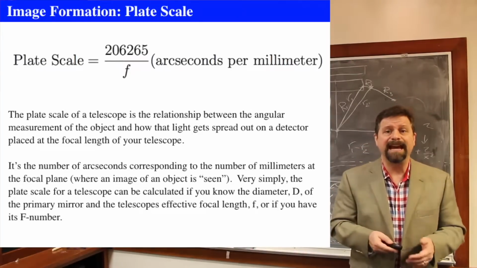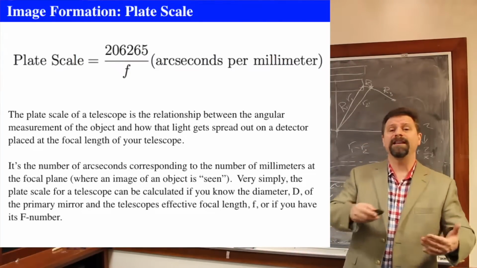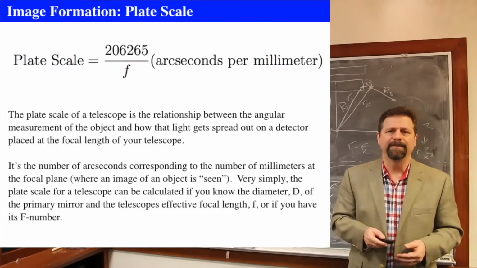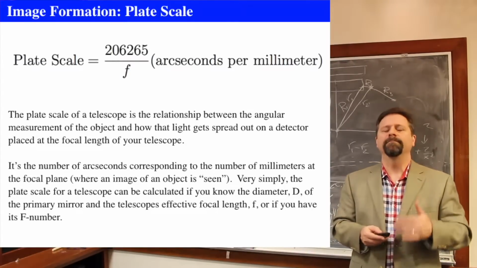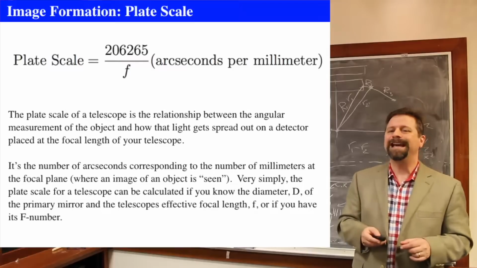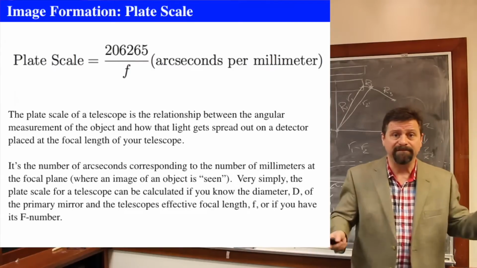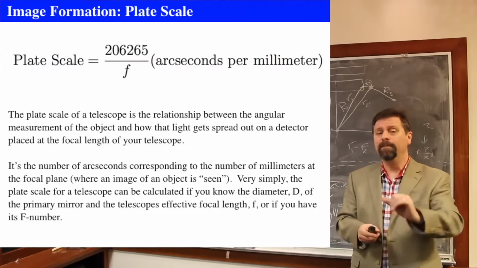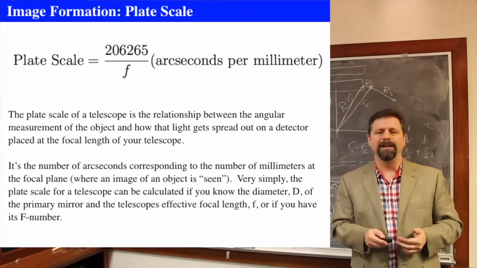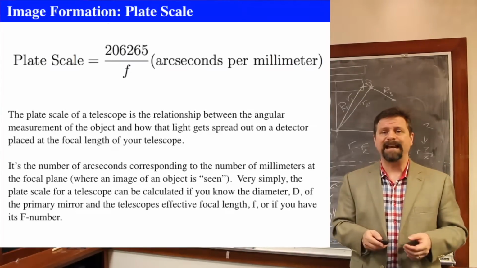So the plate scale: you get more arc seconds per millimeter with a shorter focal length, and fewer with a longer focal length. The shorter the focal length, the more arc seconds you get per millimeter. That makes a big field. So if you want to really zoom in and get a high magnification, you want a long focal length, which gives a smaller plate scale.